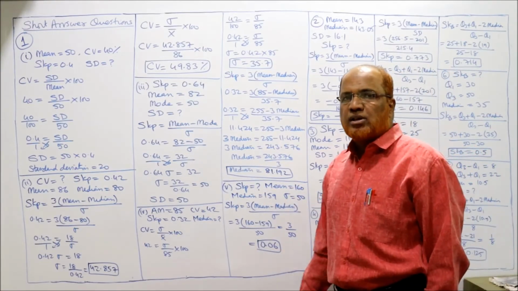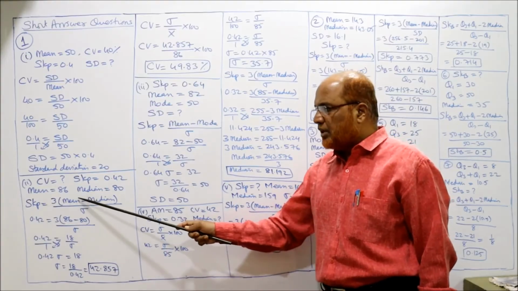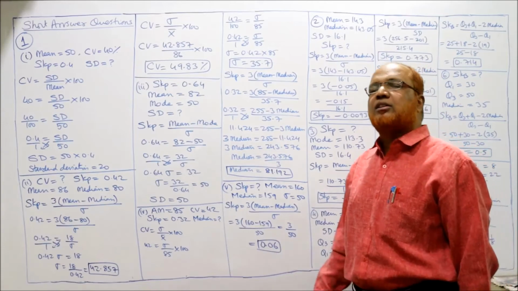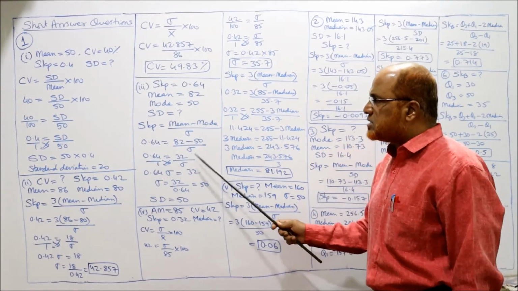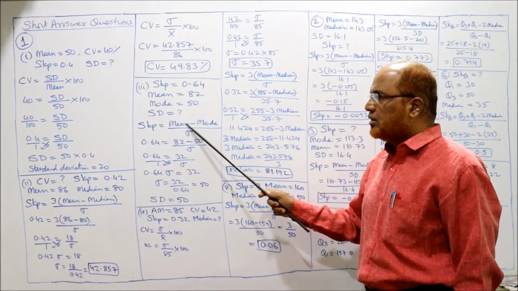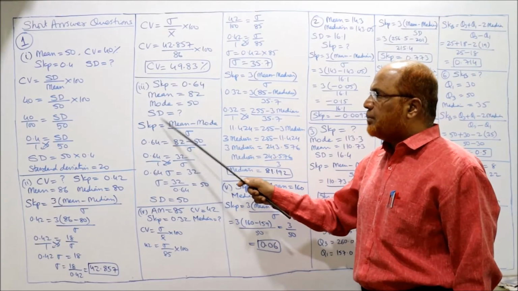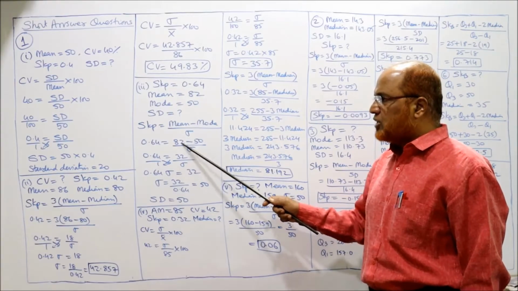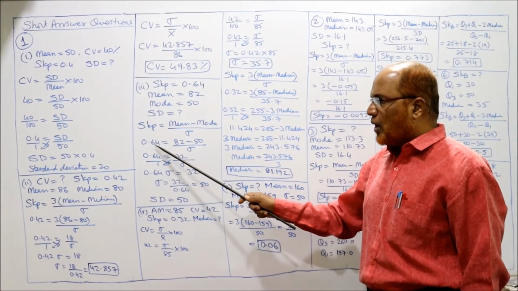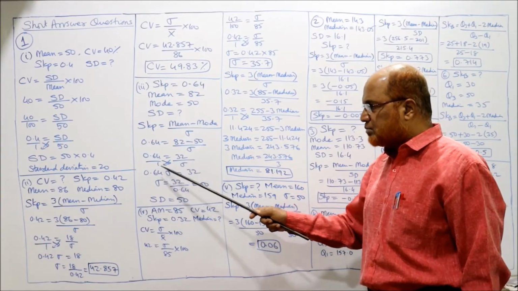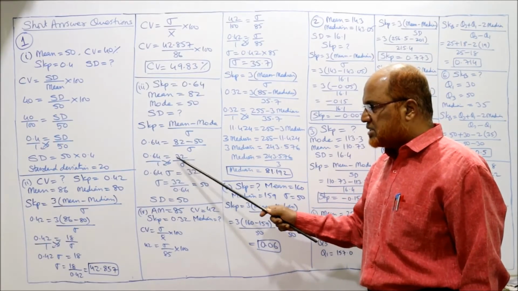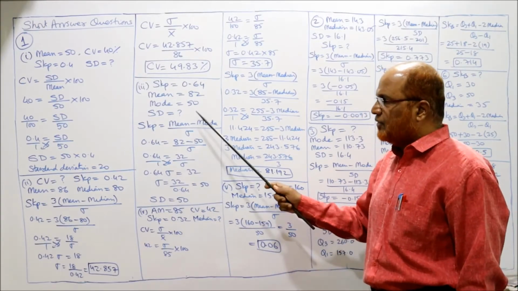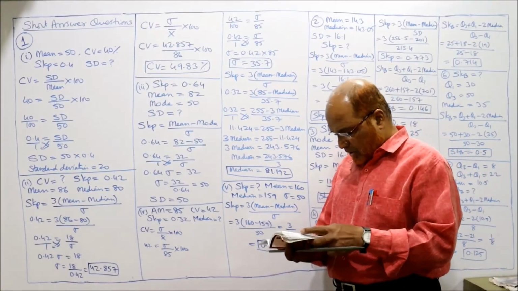Just now I told there are 2 formulas for SKP. One formula is 3 into mean minus median by sigma. Another formula is mean minus mode by sigma. According to the information given in the problem, we apply that formula. In this problem, information is given in mean and mode. That's why we are using this formula. So SKP is given 0.64, mean is 82, mode is 50, divided by sigma. So 82 minus 50 is 32. So 0.64 is equal to 32 by sigma, cross multiply. 0.64 sigma is equal to 32, sigma is equal to 32 by 0.64, which is 50. Standard deviation is 50.